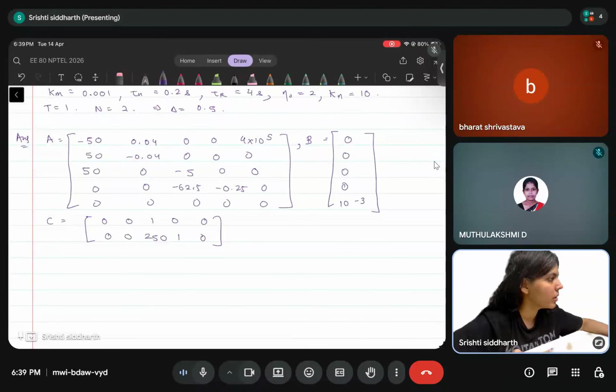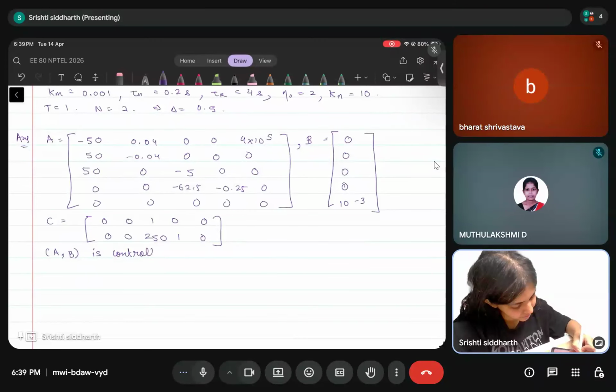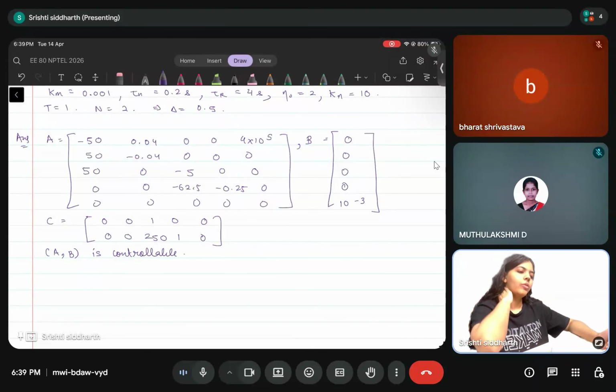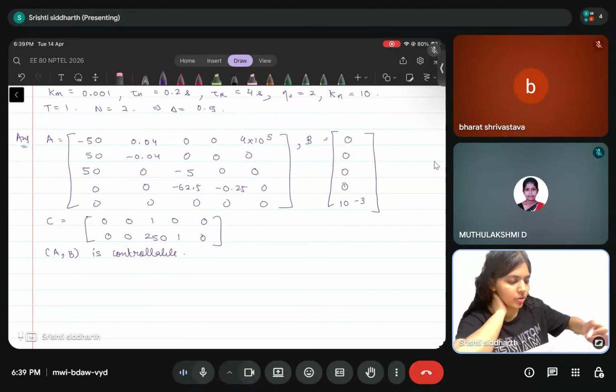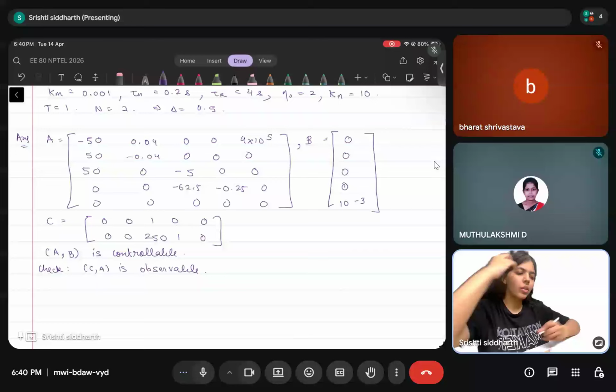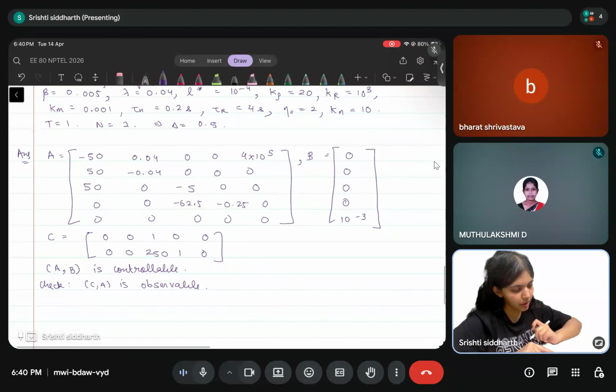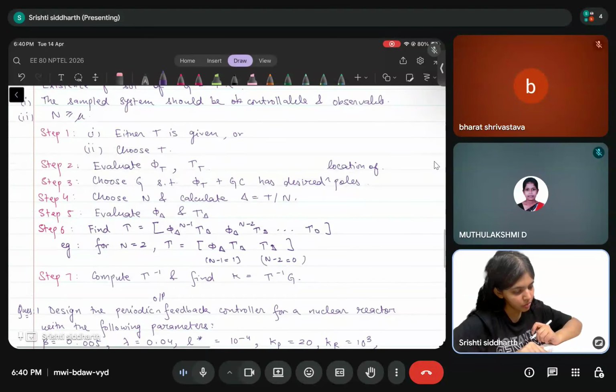Check the rank of the controllability matrix. Yeah, so the system was controllable. Okay, so the pair A, B is controllable. And to design the output feedback controller, the system should also be observable. So you can check that, whether the pair A, C is observable. So we have the matrices.